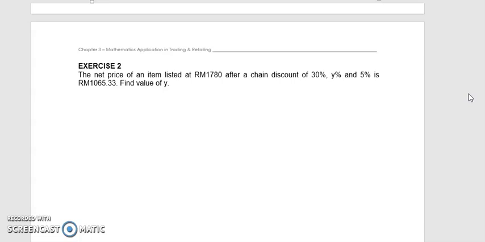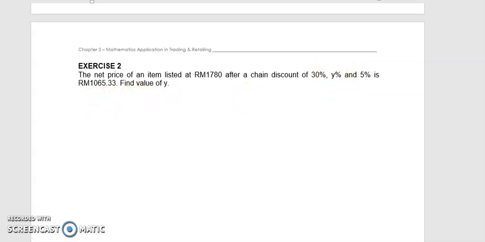The net price of an item lists at 1,780 after a chain discount of 30%, Y% and 5% is 1,065 ringgit 33 cents. Find the value of Y. So that means, what is the rate of the second discount?